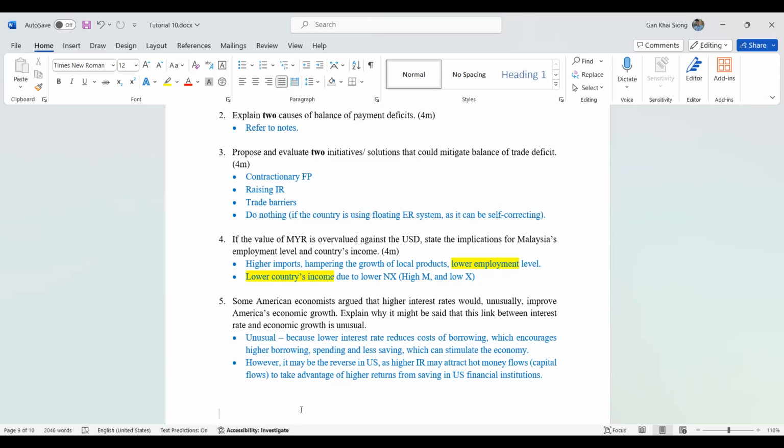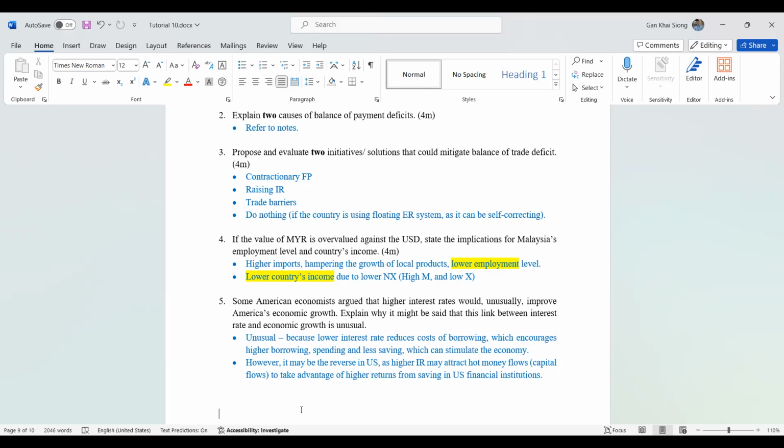Section A. Okay, next question. Some American economists argue that higher interest rate would unusually improve America's economic growth. Explain why it might be said that this link between interest rate and economic growth is unusual. So by right, we always say that only lower interest rate results in higher economic growth. How come here higher interest rate results in higher economic growth?